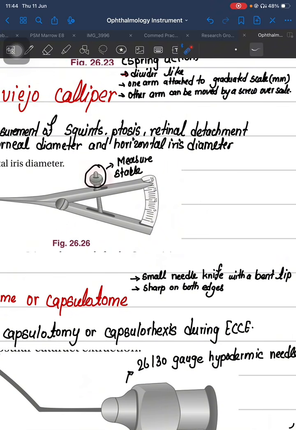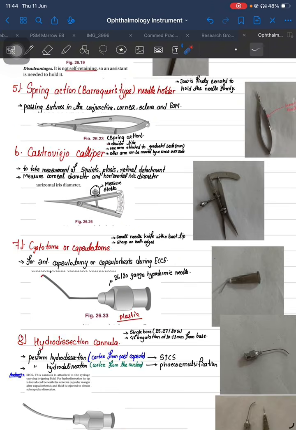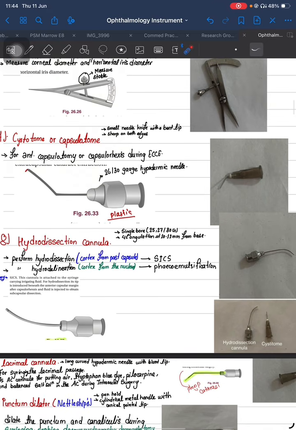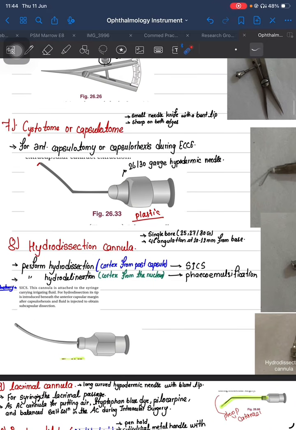This screw helps to make the scale stable after the measurement. And then let's talk about the cystitome. This picture is known as the cystitome. Here, this is the cystitome.